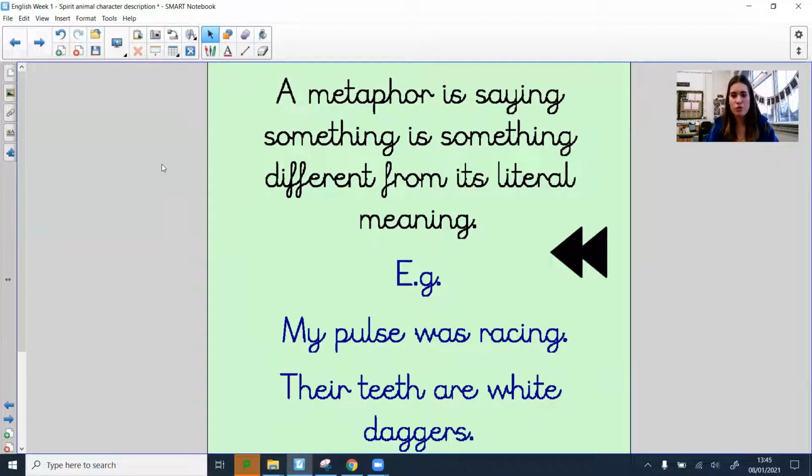This word literal just kind of means real life, okay? If you're being literal, that is something that is true in real life. So this is different to real life because their teeth aren't actually white daggers. We're just using that as a comparison so we can imagine the teeth are pointy and sharp, just like white daggers. Okay, so that is a metaphor.